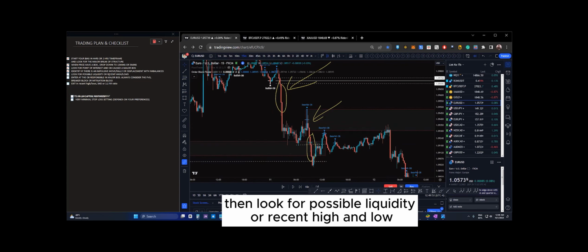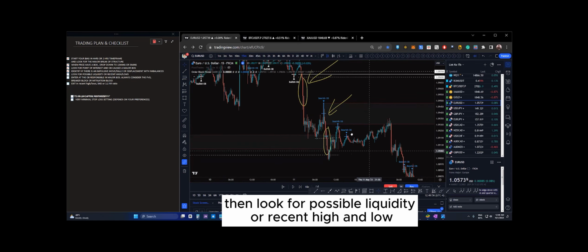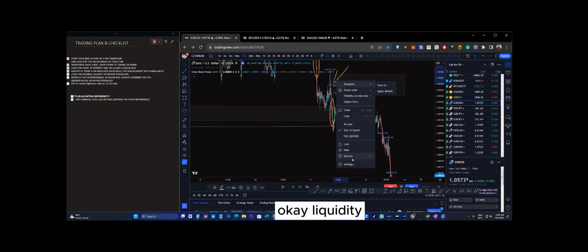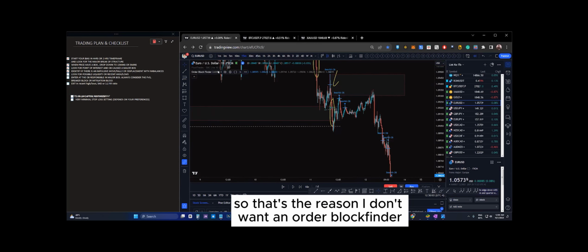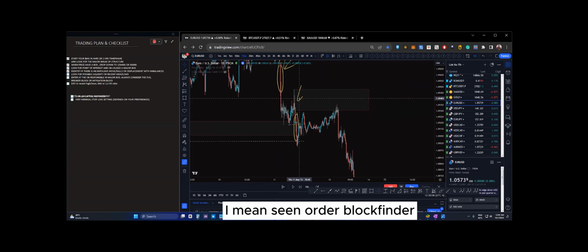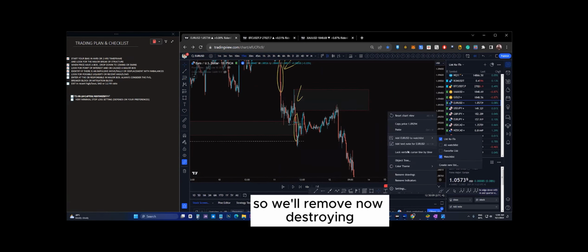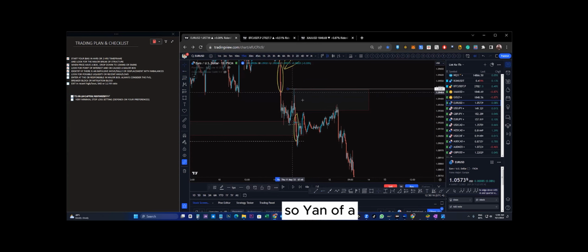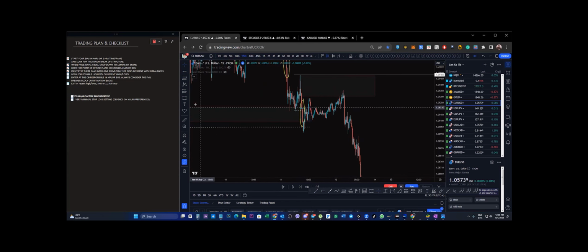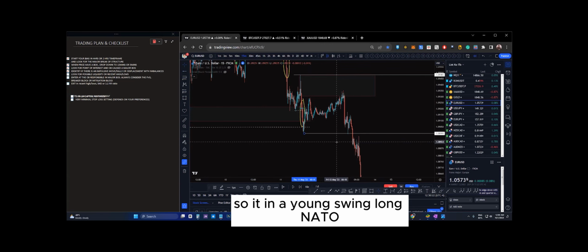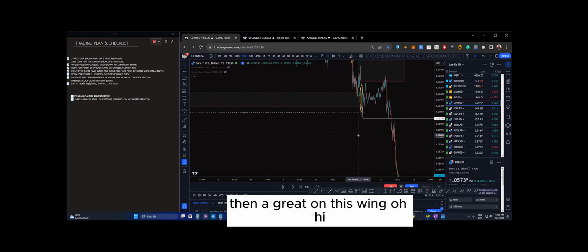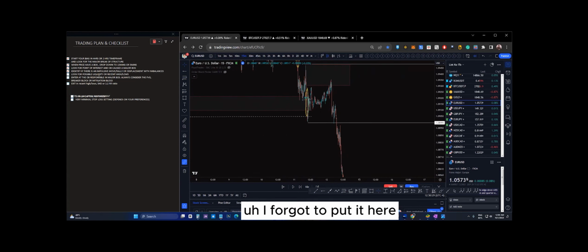So okay. Then look for possible liquidity or recent high and low, after noon, before. Yung mga possible target din natin. So liquidity. Okay, so that's the reason I don't want the order block finder. So we'll remove now this drawing. So now this will be my possible liquidity. So yan. Okay. Now on this swing, so ito na yung swing lang na to na nag-create. On this swing, okay, I forgot to put it here.